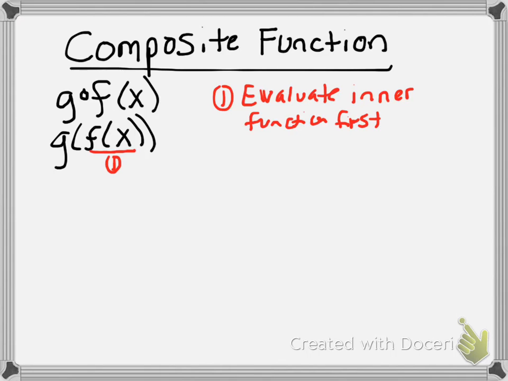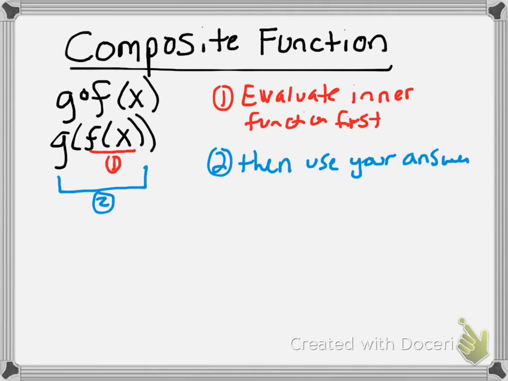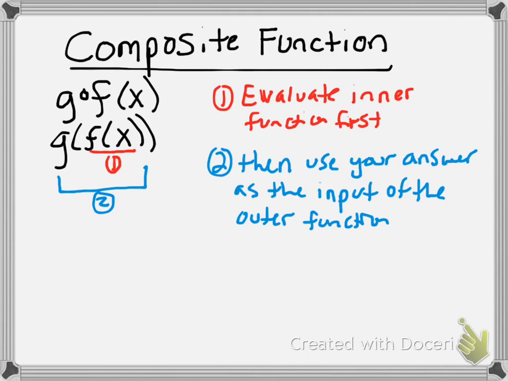Alright, and then after you would go through and evaluate that, which will probably make more sense once we actually look at one, then you go through and you do that second part. So you do g of whatever that last answer was. So then use your answer as the input of the outer function, which is g of x. I'll just make that just a g of x.